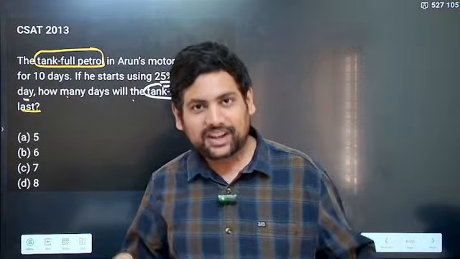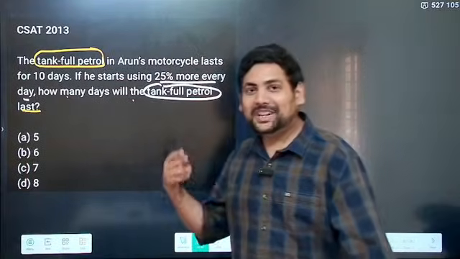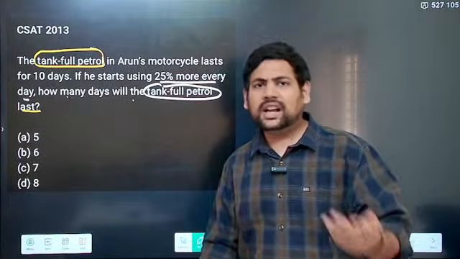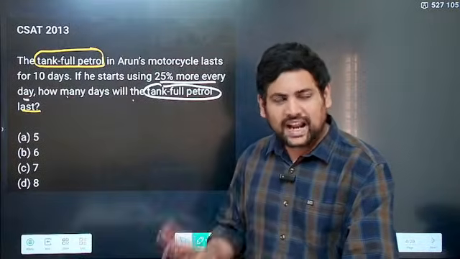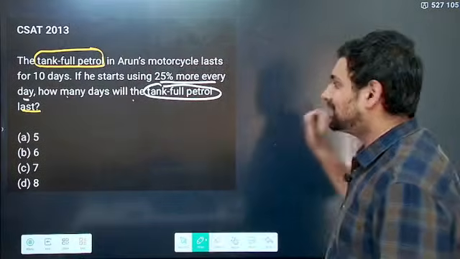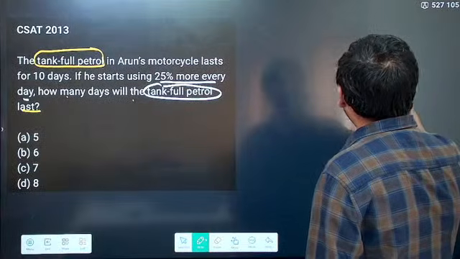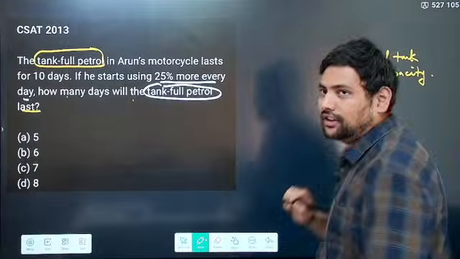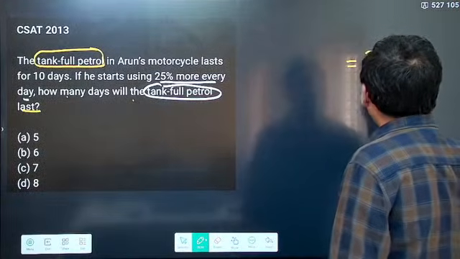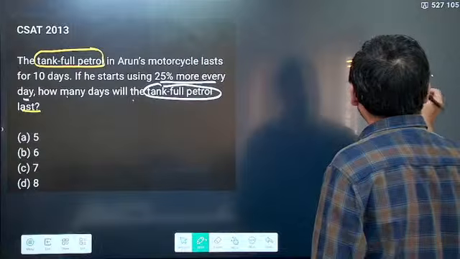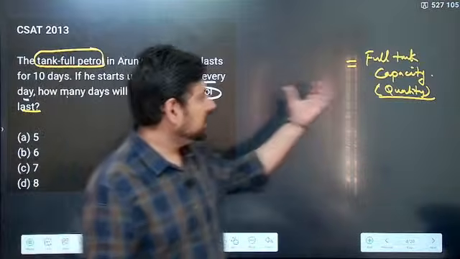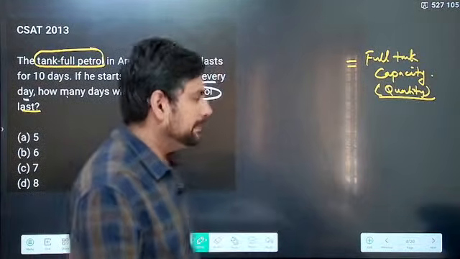What do you think is constant? If you have a bike or a scooty or whatever, you do know that whatever is the capacity of the tank, that does not change. Correct? Tank capacity is constant. So what is constant? Full tank capacity is constant. This you understand? That is the amount or quantity that can be carried. The amount of petrol that can be in your bike is the same.